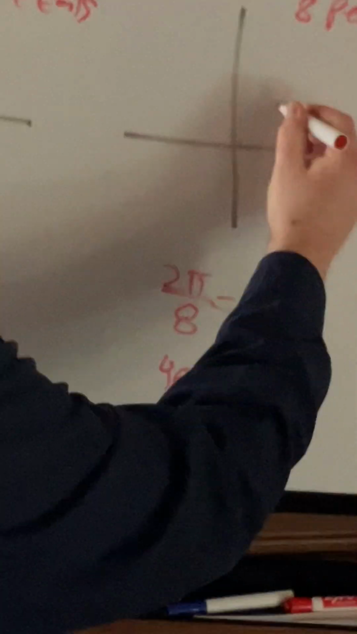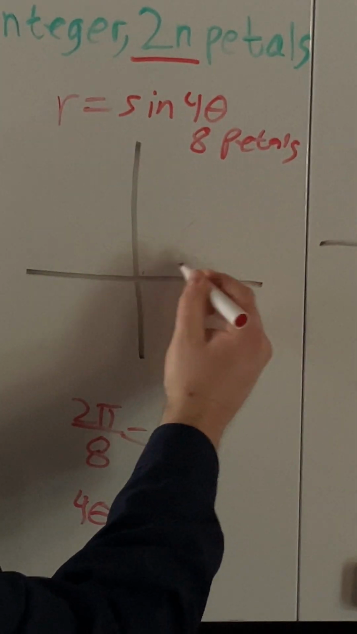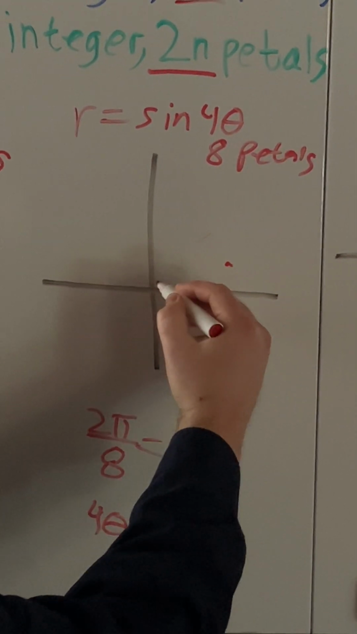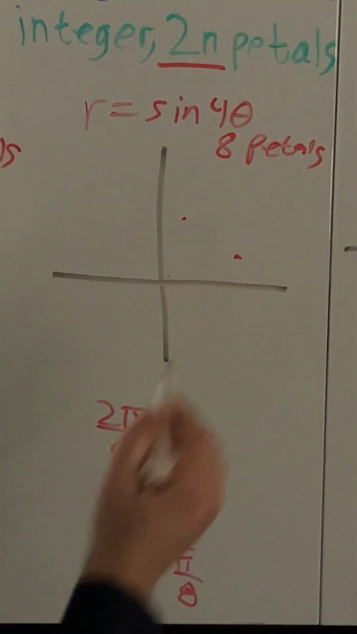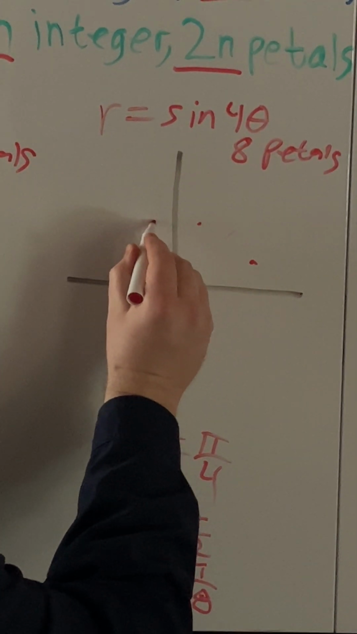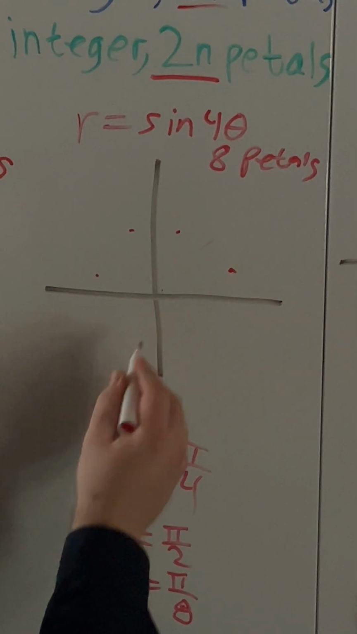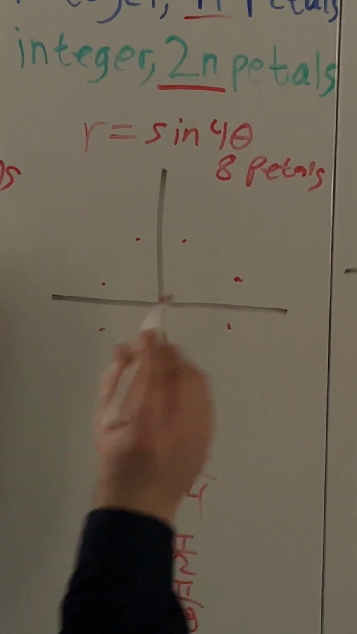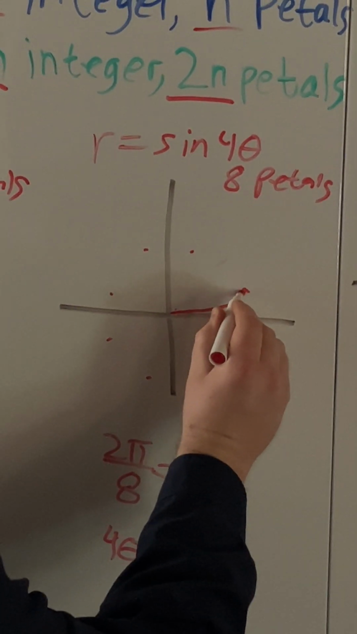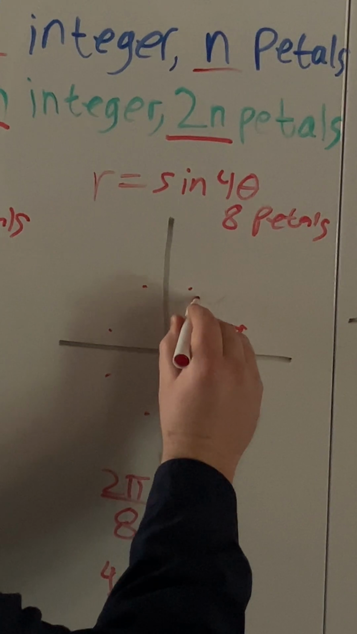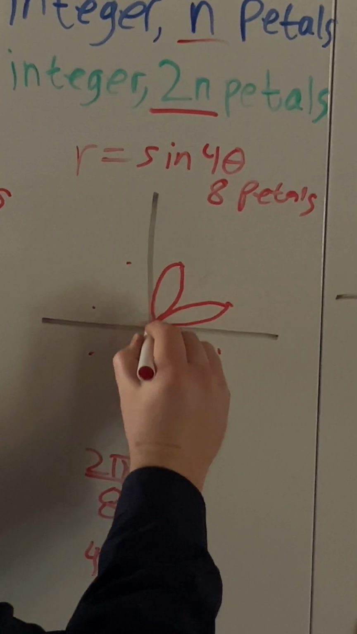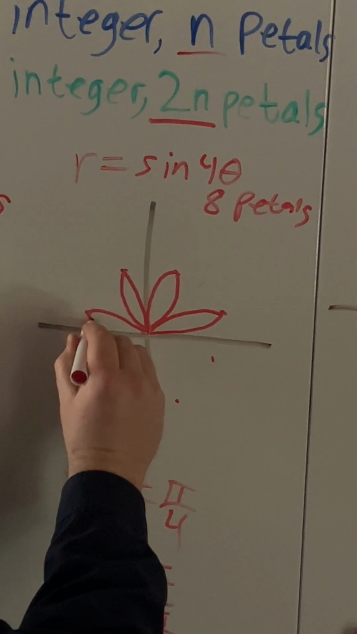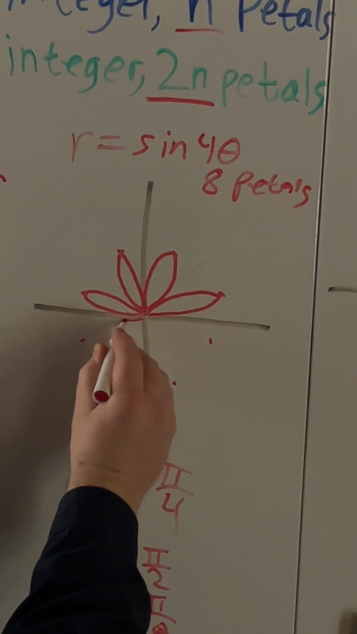Like, let's say 45 was here. So the first one's going to be halfway between, so maybe there, right? Then we're going to have another one at the halfway point, so like there. And then another one there. And then another one there. And then here. And then here. And then here. And then here. So you just draw your petals. 1, 2, 3, 4. Right? Kind of cool looking.